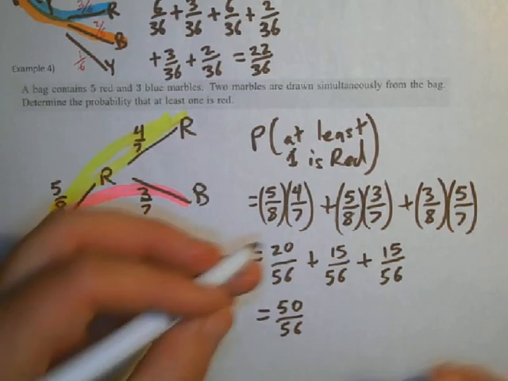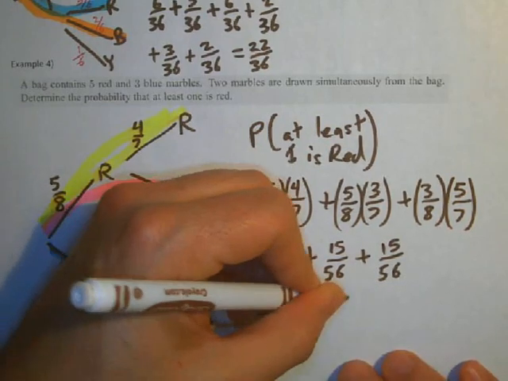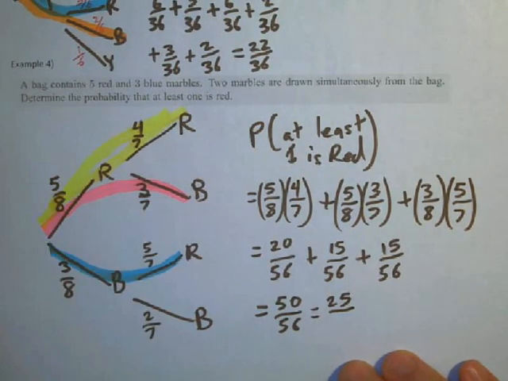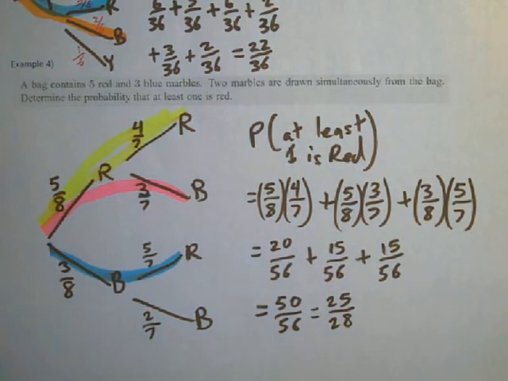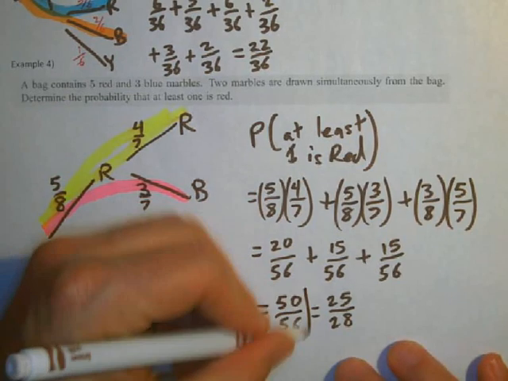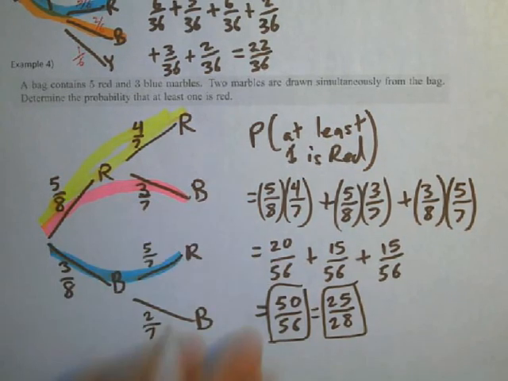Now we could simplify this, right? I could say it's 25 over 28. So either answer is fine. If you want to simplify it, great. If you want to leave it non-simplified, that's fine.